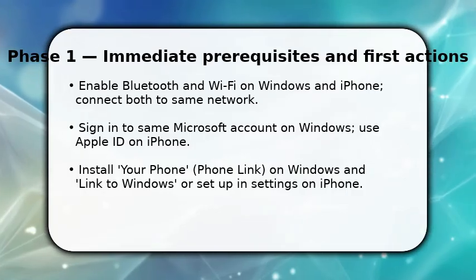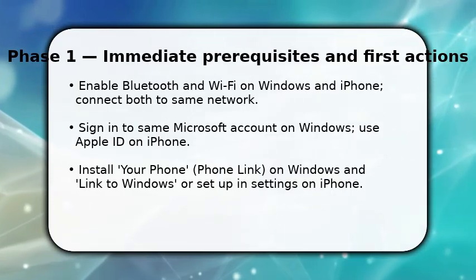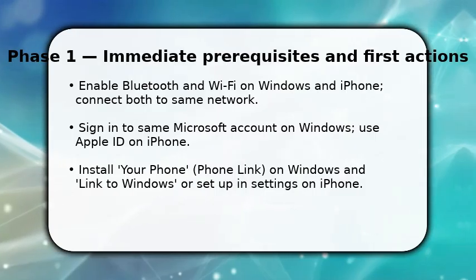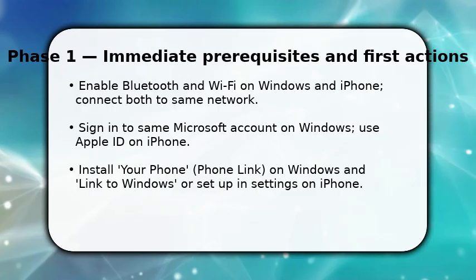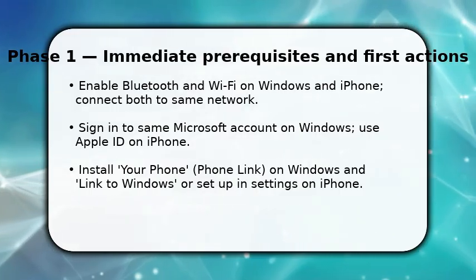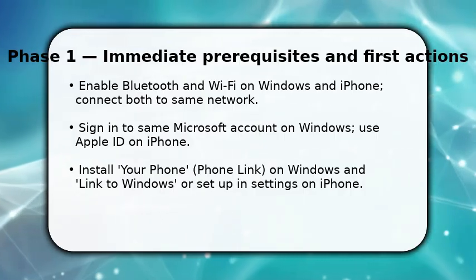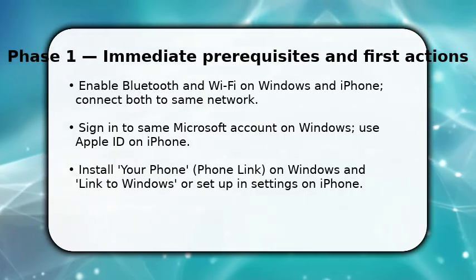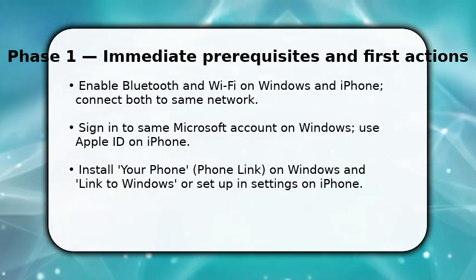You start by getting both devices ready and signed in. On Windows, enable Bluetooth and Wi-Fi, then open the Phone Link app and sign in with your Microsoft account. On the iPhone, make sure Wi-Fi and Bluetooth are on and that you're signed into your Apple ID. Once done, install or open the Link to Windows companion if available, or prepare to accept pairing prompts. This gets authentication and connectivity in place, so the next steps can complete the link.